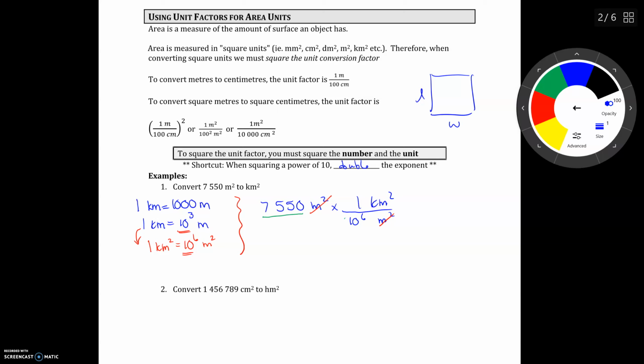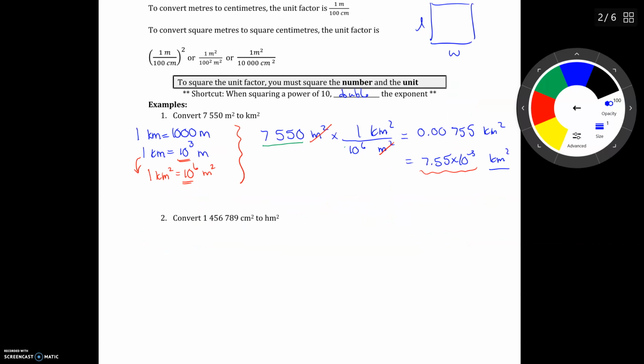So I do 7,550 divided by 10 to the power 6 in my calculator, and the result comes out to 0.00755 kilometers squared. You can write this in scientific notation if you want, whatever makes more sense to you. But we're going to have the measurement component, and then we'll have the unit at the end. Okay.